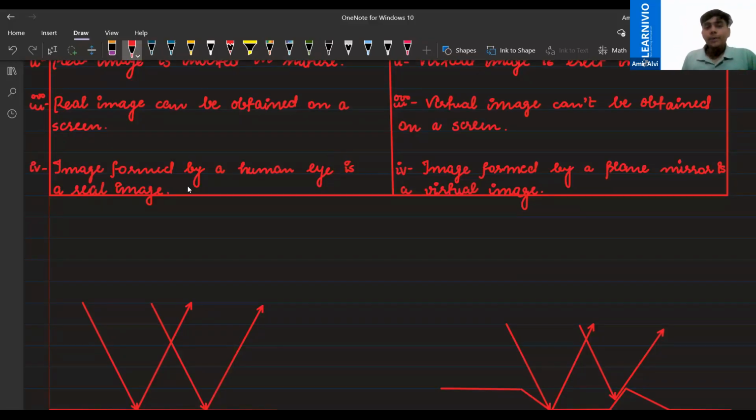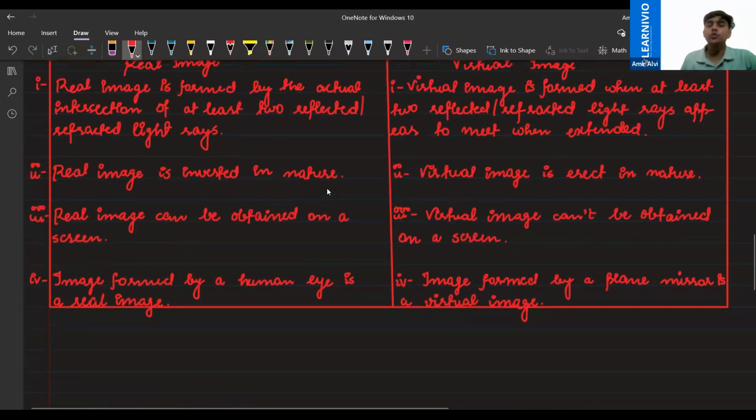Next is an example of real image. The image formed by the human eye is a real image. The example of a real image is the human eye. Is that clear? Okay, sir. Any doubt? No. That's great. Now let's talk about virtual image.